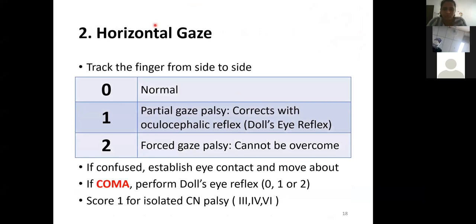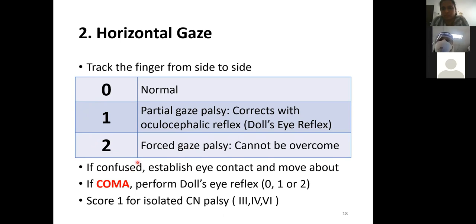Right, so item number 2, horizontal gaze. You track your finger from side to side. If the patient can follow your finger, then the score is 0, normal. 1 is partial gaze palsy and 2 is forced gaze palsy. If the patient cannot track your finger side to side, then you need to perform the oculocephalic reflex, which is the doll's eye maneuver. If the gaze palsy can be corrected by the doll's eye maneuver, then you score a 1. If it cannot be overcome, then you score a 2.